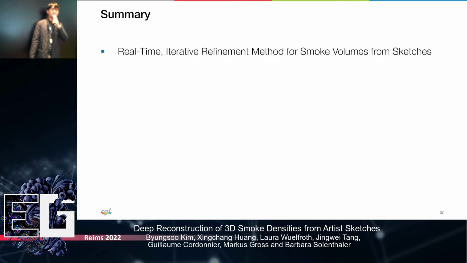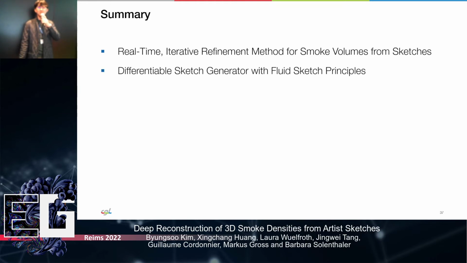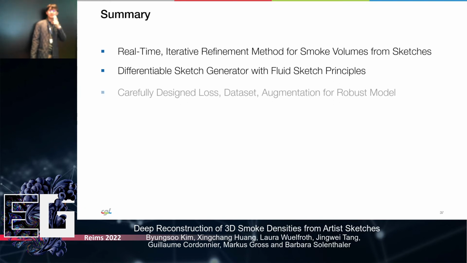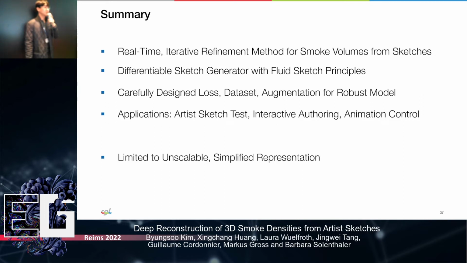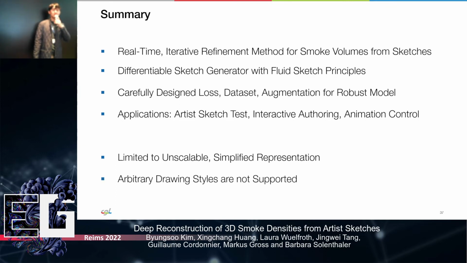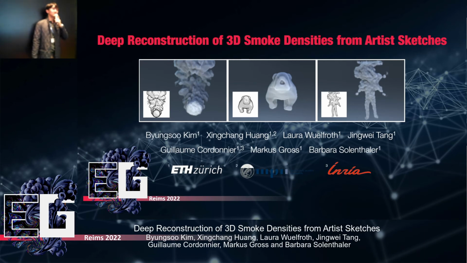So in sum, we propose a real-time iterative refinement method for smoke volumes from sketches. At the core of our method, there is a differentiable sketch generator with the fluid sketch principles. We also provide carefully designed loss functions, dataset, and augmentation for a robust model. Lastly, we demonstrated 3 applications: artist sketch test, interactive authoring, and animation control. First, there is room for improvement, and for now, our method is limited to unscalable and simplified representations, and we're also not supporting arbitrary drawing styles. And yeah, that's all from my side, and thanks for listening.